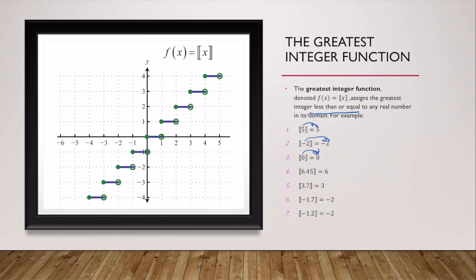It gets tricky when I don't have a whole number. So for example, if I have 6.45, that's going to graph to the integer less than it, which would be 6. 3.7, we're going to send that down, right? 3.7 would have been like up here. We're going to graph that to 3. And with negatives, it gets a little trickier because -1.7 has to be less than. It wouldn't graph to -1. It goes down to -2, as well as -1.2 would also go down to -2. So that is the greatest integer function.